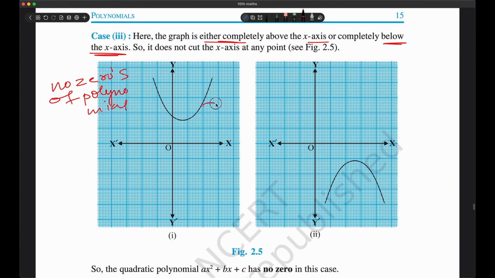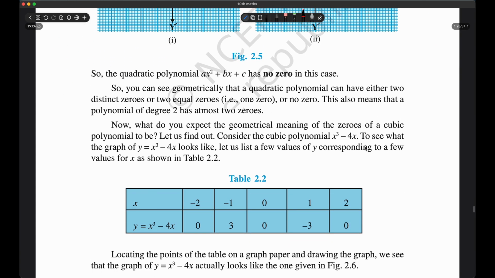When the curve intersects the x-axis, those are the zeros of the polynomial, but here the curve does not intersect the x-axis, hence there are no zeros of the polynomial. This is the curve, and it does not intersect the x-axis, hence there are no zeros of the polynomial. No zeros in this case.